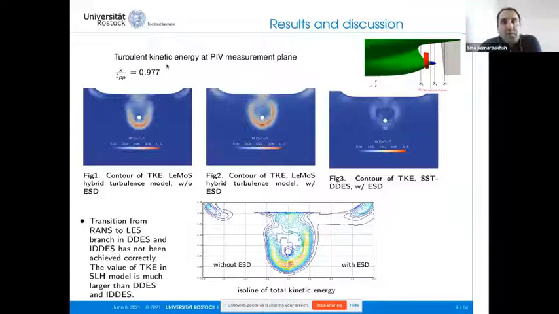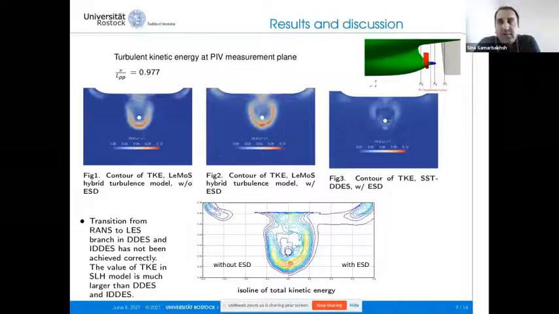In this picture, you see the turbulent kinetic energy at the PIV measurement plane. Again, if you look at the top right picture, you can see the PIV measurement plane location. In figure 1, we have the turbulent kinetic energy with the Lemos hybrid model without energy saving device. Then when we use the energy saving device, you can see the change in the turbulent kinetic energy. It is a little larger than figure 1. But when we use SST DDS with energy saving device, if you compare figure 3 and figure 2, you can see that SST DDS cannot reproduce the velocity fluctuation.